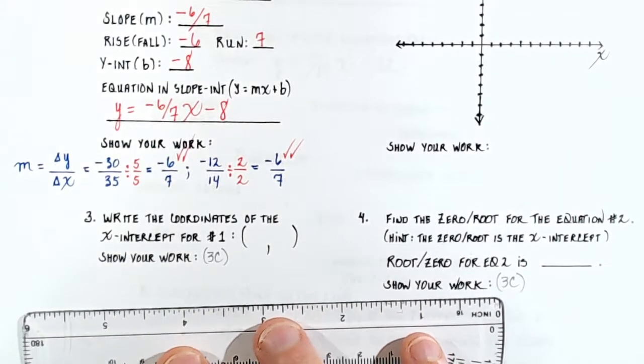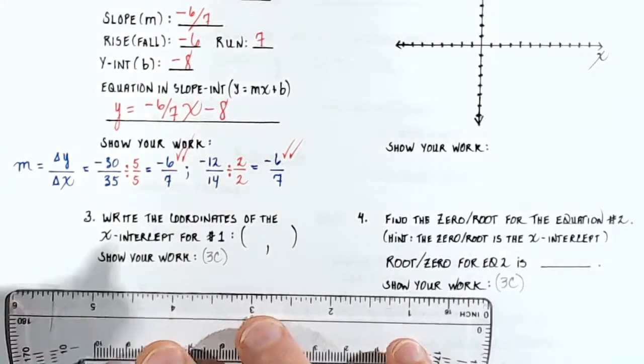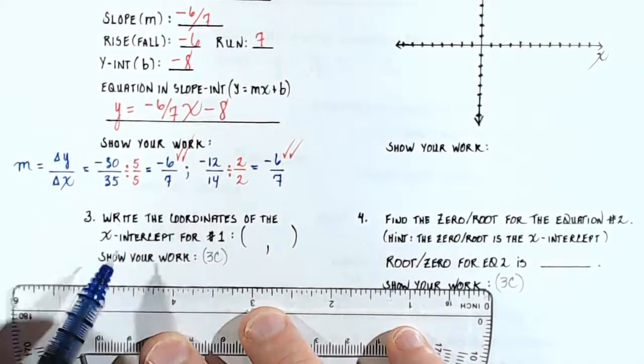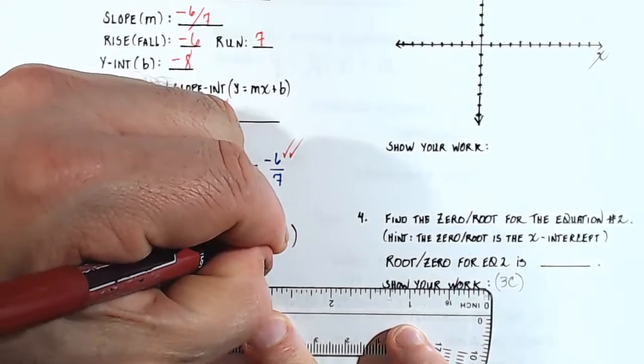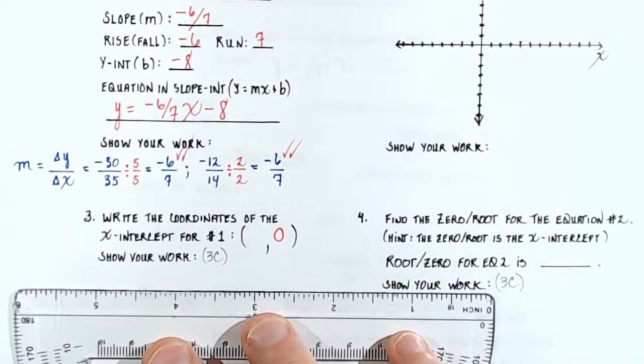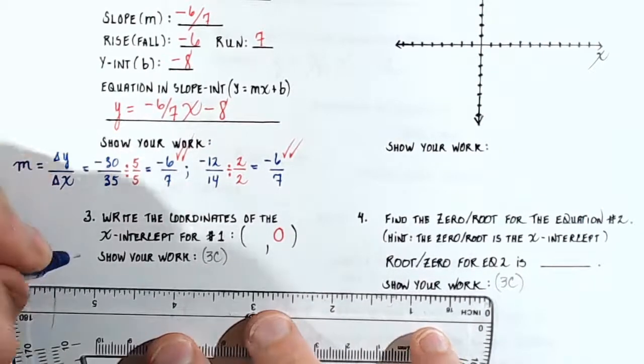So to find the x-intercept, which we don't know from the table, this would be where y is 0. So we do know one coordinate of this. So we know that y will be 0. All right, so that's the y value of the x-intercept. We just need to find this guy right here. So let's show our work here.